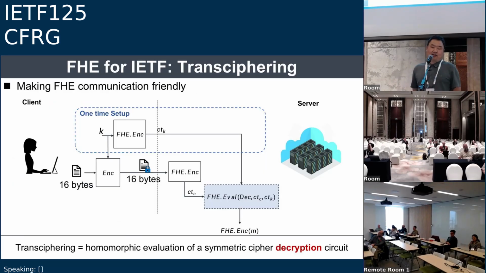Okay, next I will introduce two important topics I think will be of interest to the IETF community. The first is transciphering. Transciphering is a technique that can transform symmetric key encryption ciphertext to FHE ciphertext. With the help of transciphering, we can make FHE communication friendly, which means in the communication or even the storage, we can just use symmetric encryption. And then when we need to do the computation, we can transform it to an FHE ciphertext and do the evaluations.